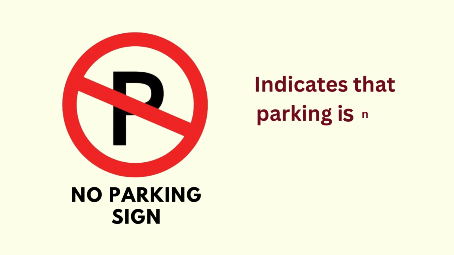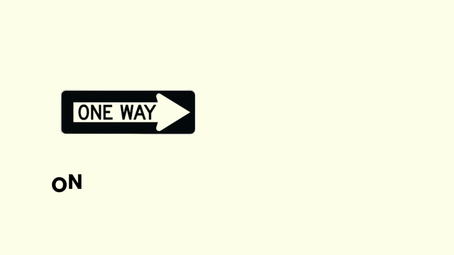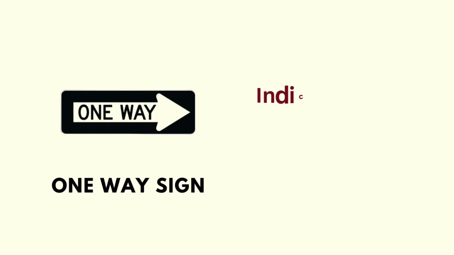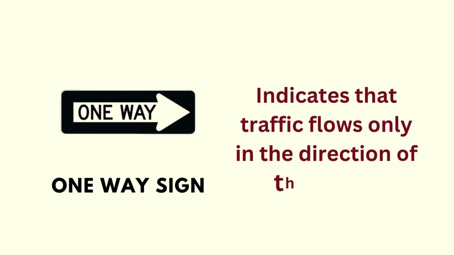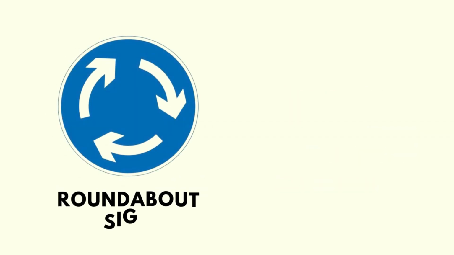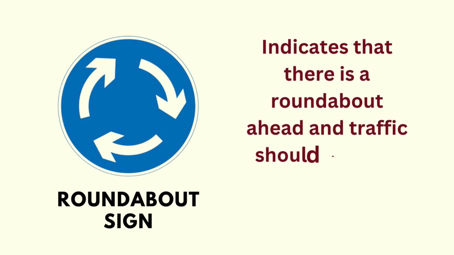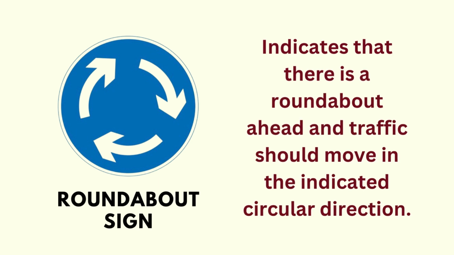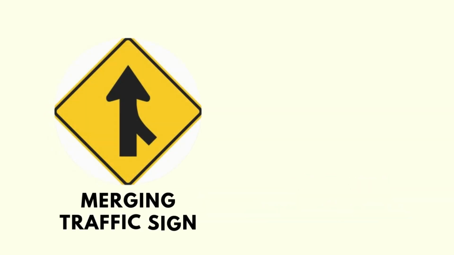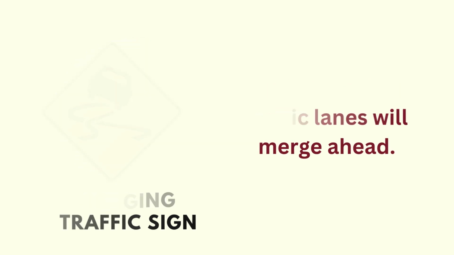No parking sign indicates that parking is not allowed in the designated area. One-way sign indicates that traffic flows only in the direction of the arrow. Roundabout sign indicates that there is a roundabout ahead and traffic should move in the indicated circular direction. Merging traffic sign indicates that traffic lanes will merge ahead.